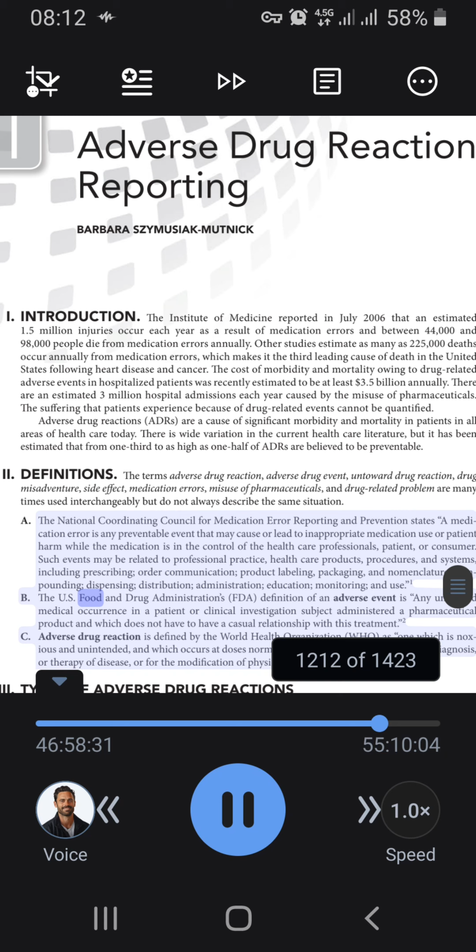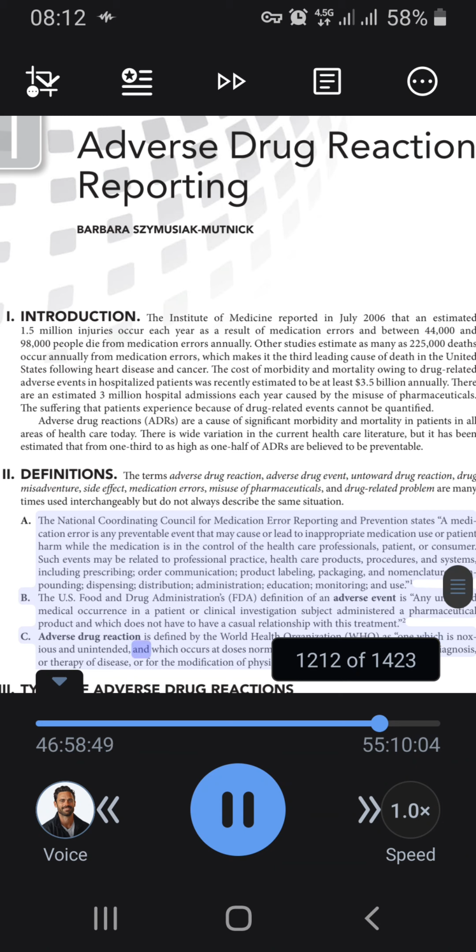B. The U.S. Food and Drug Administration's FDA definition of an adverse event is any untoward medical occurrence in a patient or clinical investigation subject administered a pharmaceutical product and which does not have to have a causal relationship with this treatment.